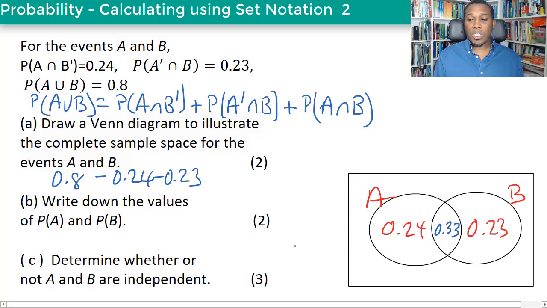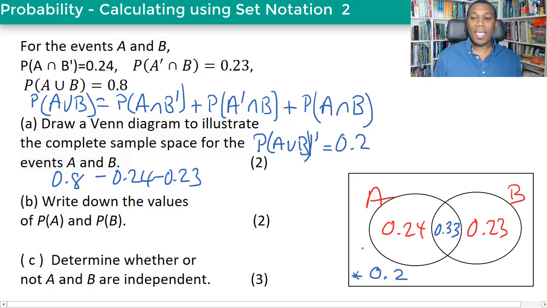And then finally, we recall that there's a fourth region that's missing a value. All four regions, when I add them up, I have to get 1. The missing region is the region that represents the event that I do not get A union B, A or B. That's the event that's missing. What we're looking for is the probability of A union B prime, and if A union B is 0.8, A union B prime has to be 0.2. The value outside is 0.2.